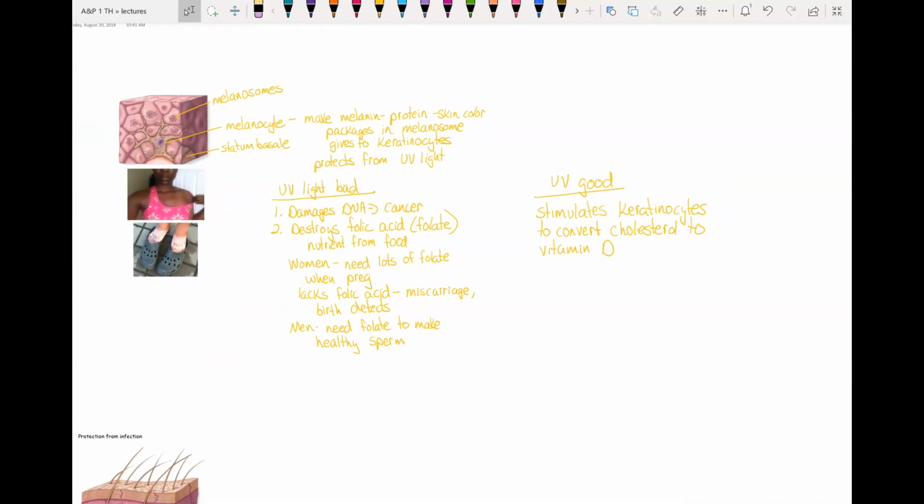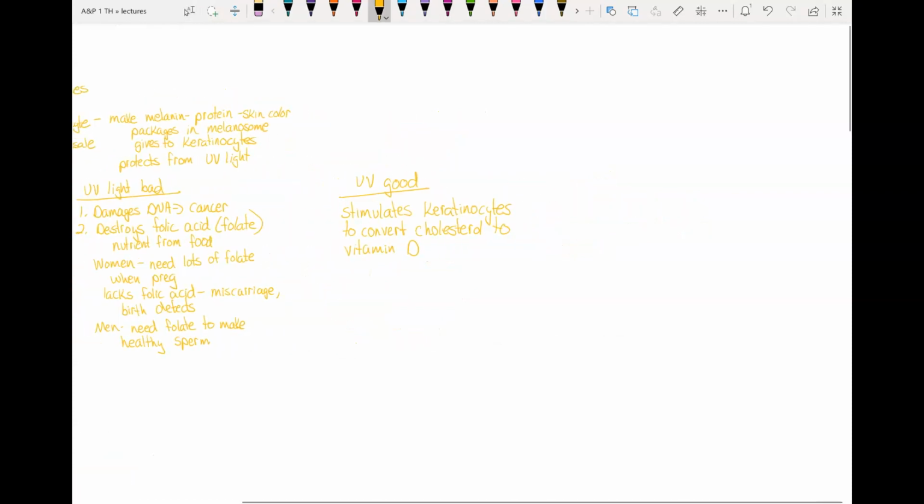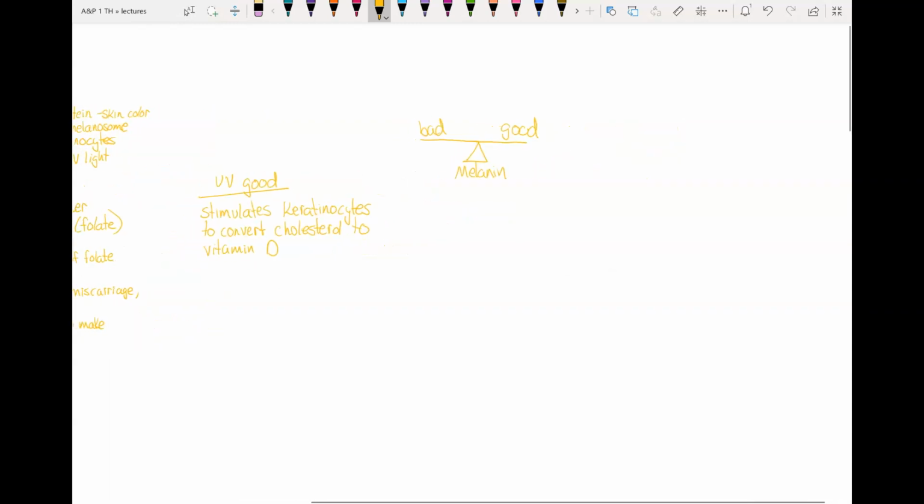So, back to melanin. The amount of melanin you need is a balance between the good and the bad. If you think of a teeter-totter, you have to have balance. There are the bad parts of UV and the good parts of UV. You need just enough melanin to keep a balance between these. So you need just the right amount of melanin.